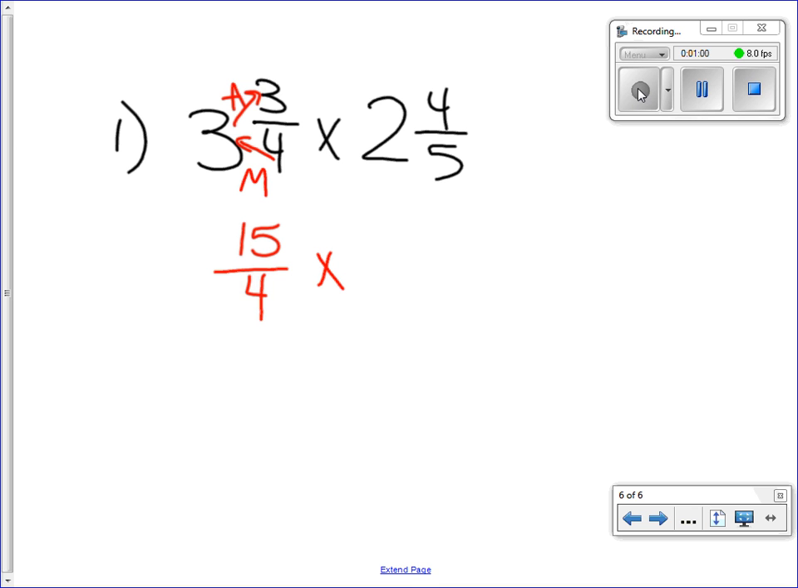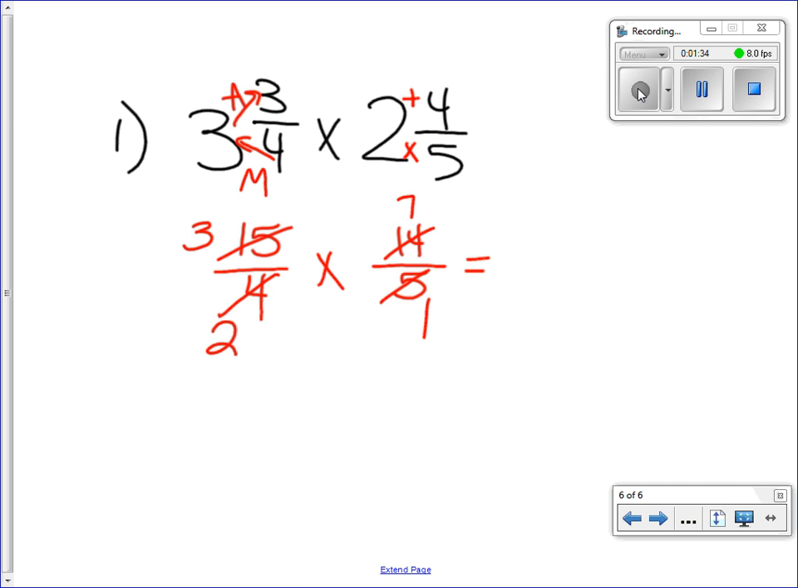For the next one, we do the same thing. 2 times 5 is 10. 10 plus 4 is 14, and keep the denominator the same. Now, we're going to try that cross cancel that we did yesterday. 5 and 15 can both be divided by 5. 15 divided by 5 is 3. 5 divided by 5 is 1. 4 and 14 can be divided by 2. 4 divided by 2 is 2. 14 divided by 2 is 7.